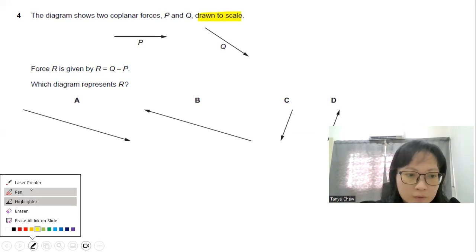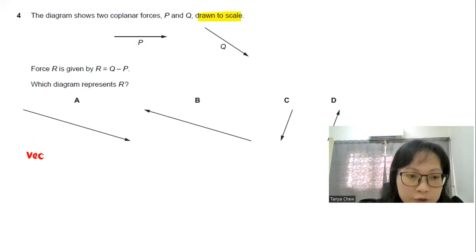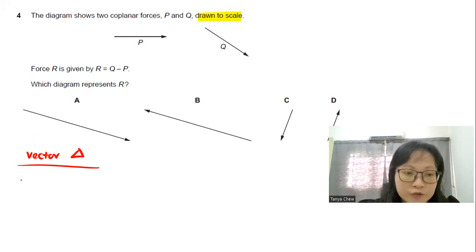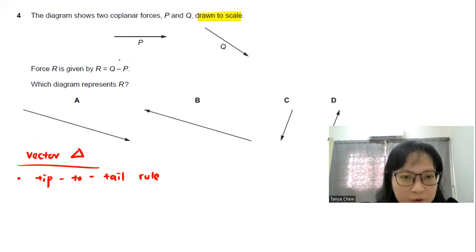And always use the easiest way to solve this because this is paper 1, remember? So I'm going to use vector triangle. So vector triangle is the one that I'm using. I just remember only one rule: tip to tail rule. Firstly, nobody likes the negative sign, so I'm going to eliminate this negative sign. I just put it as R equals Q plus negative P.